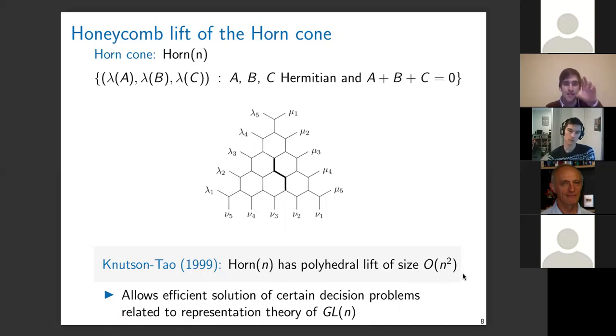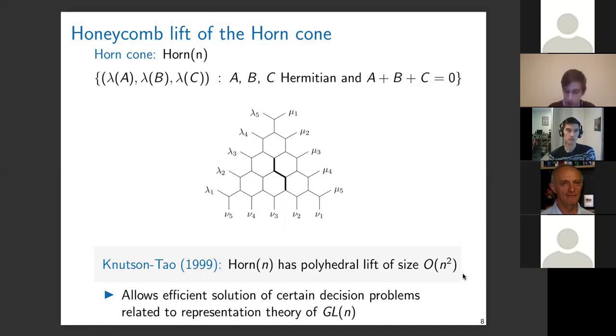And now take the vector of eigenvalues of each of those. Okay, since the matrices are Hermitian, the eigenvalues are real, and you can order them. So if you take the real ordered eigenvalues of A, of B, and of C, that gives you 3n numbers in R^{3n}.